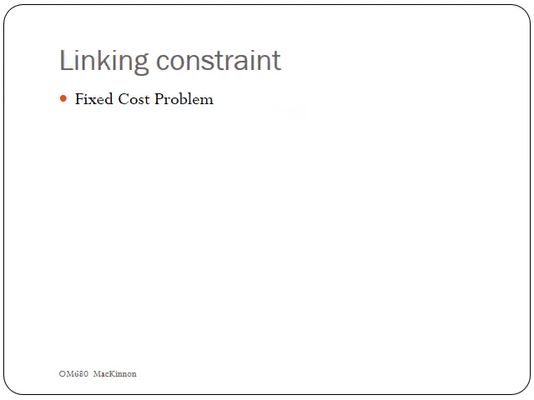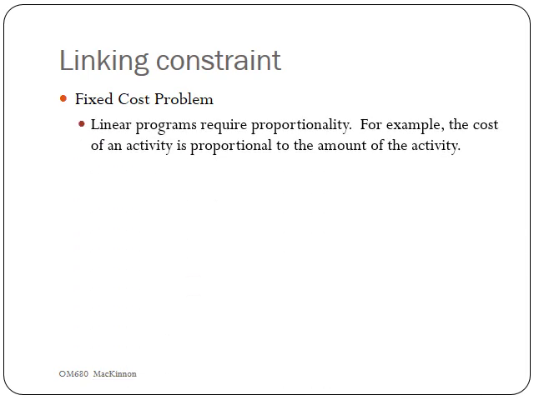Now, let's take a look at something we call the fixed cost problems. One of the rules of linearity is that linear programs require proportionality. So, for example, the cost of an activity is proportional to the amount of the activity. The cost of transportation, for example, is proportional to the amount that we transport.